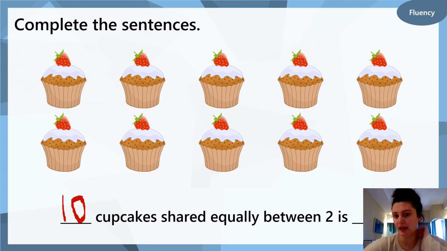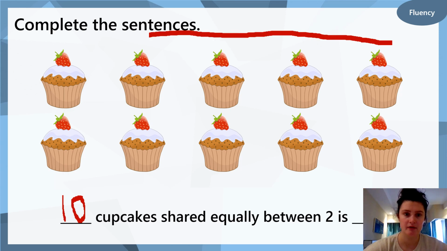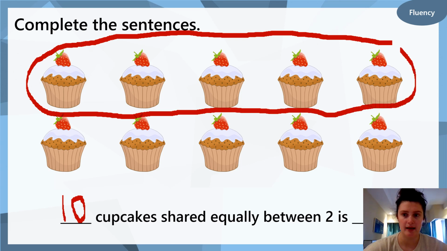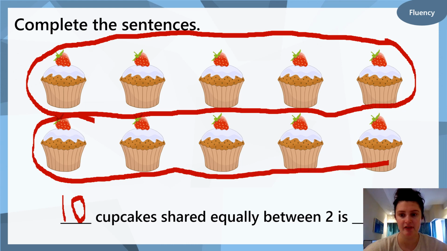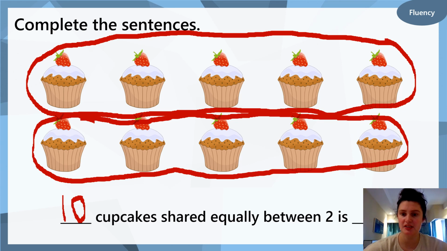If we want to share them equally between two, that means we need to make them into two equal groups. So I'm going to have one group up here and one group down here. Now remember, equal groups, they must have the same number in each group. Do these two groups have the same number in each group? Yes, they do. What is that number? Should we count together?